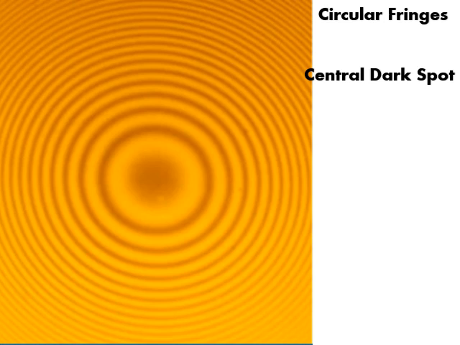As we know, in case of destructive interference, there is minimization of light intensity. Minimization means darkness will be there, and that is the reason at this point of contact, or at the center, we observe the dark spot.